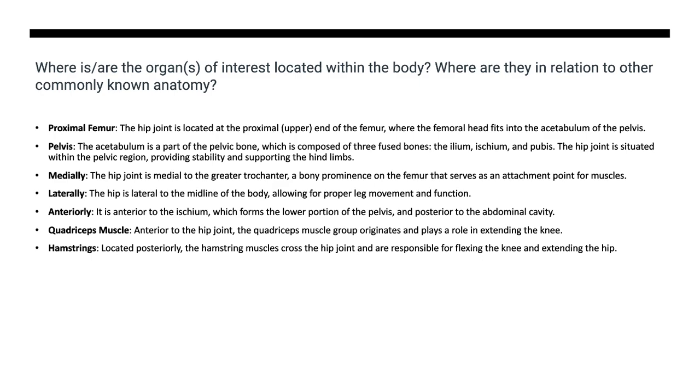Then medially, the hip joint is medial to the greater trochanter, a bony prominence of the femur that serves as an attachment point for muscles. Then laterally, the hip is lateral to the midline of the body, allowing for proper leg movement and function. Then anteriorly, it is anterior to the ischium, which forms the lower portion of the pelvis, and posterior to the abdominal cavity. Then you have the quadriceps muscle, which is anterior to the hip joint.